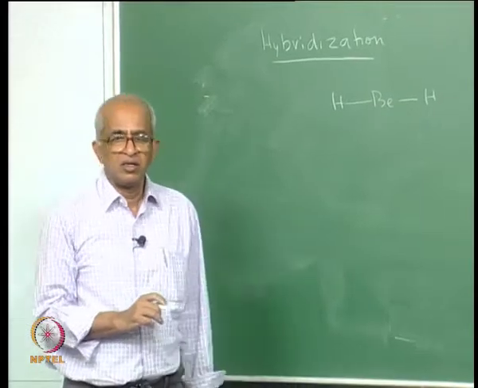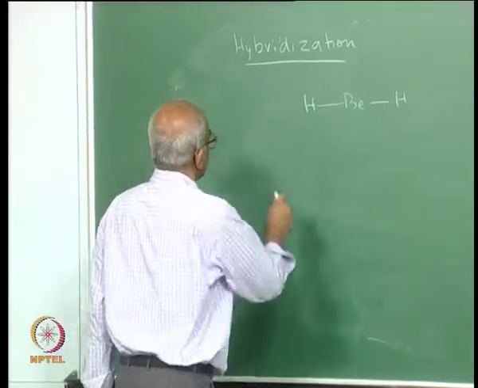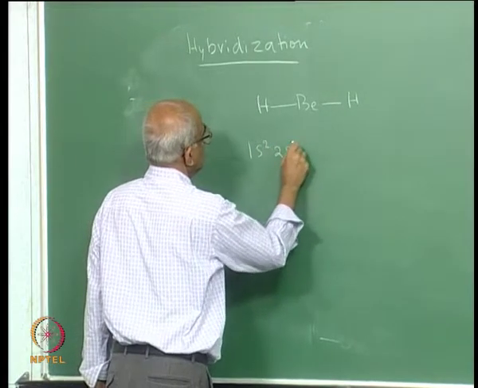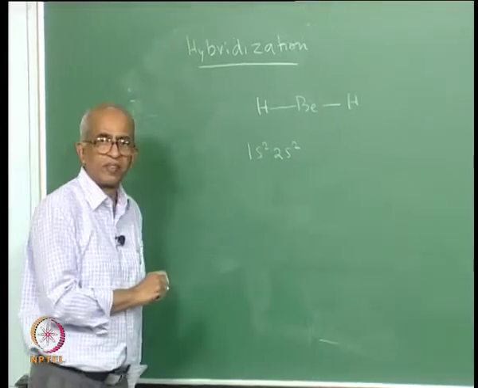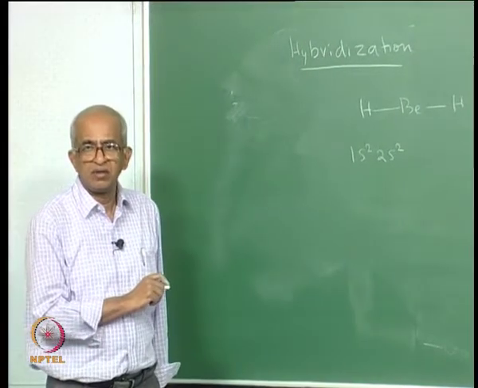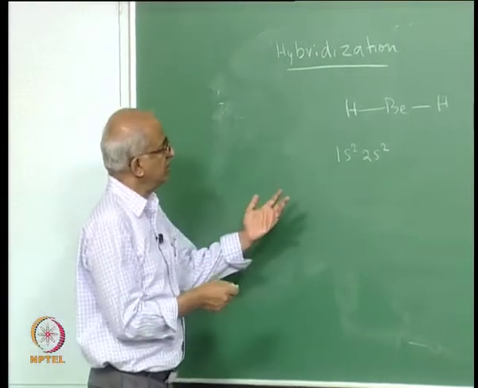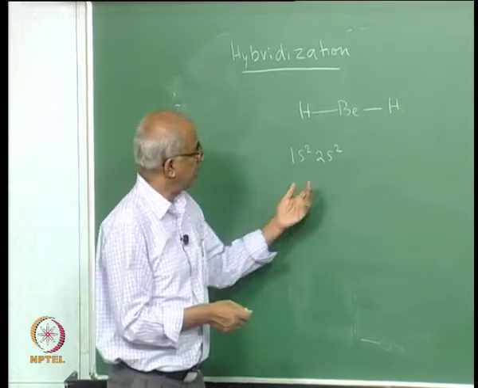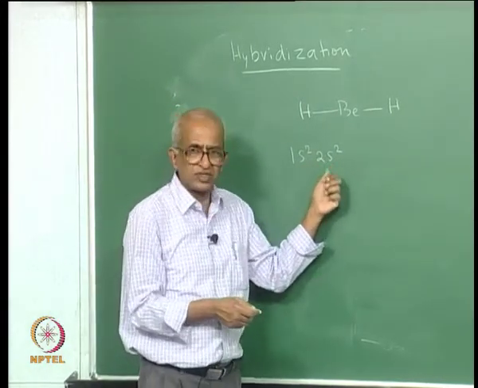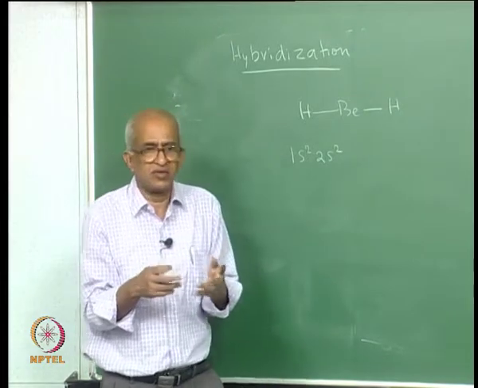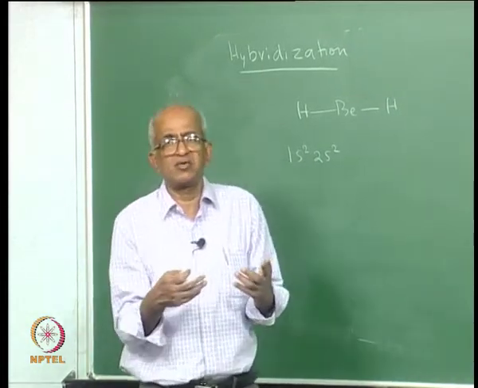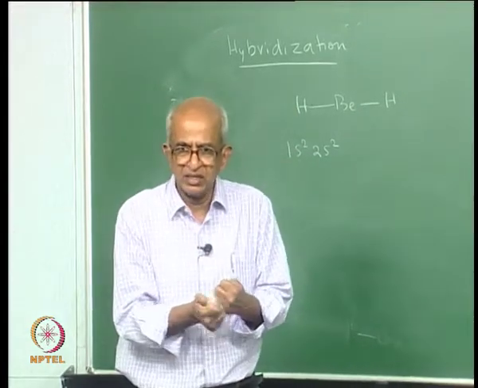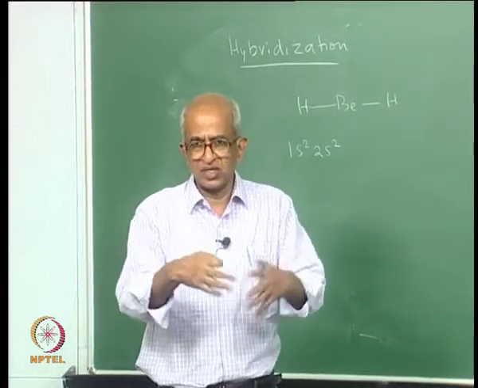Okay. Now, what is the electron configuration of Be? It is actually 1s2, 2s2. If you think of the beryllium atom, you have 2s2, a closed shell system, and therefore there are no unpaired electrons, and a chemist would have difficulty understanding how bonds are formed, because the atom has no unpaired electrons.